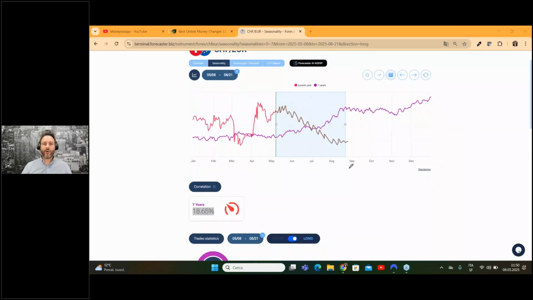So if you have Swiss francs to change, if you have your salary to change, this is the right moment to change your Swiss franc in euro, because, in my opinion, and statistically speaking, in the next 2-3 months the Swiss franc will probably lose value against the euro. So if you have Swiss francs now, it's time to change, because probably this will be the trend for the next 2 months.